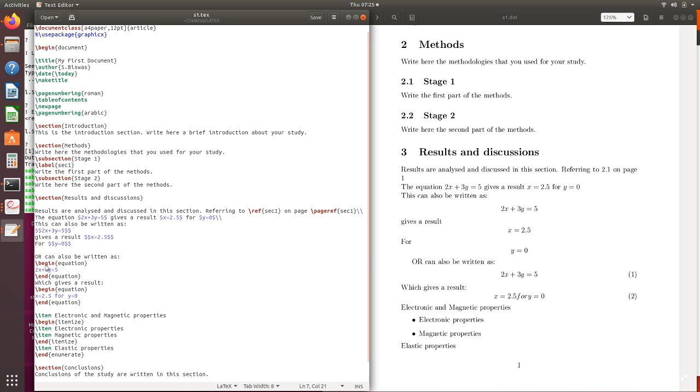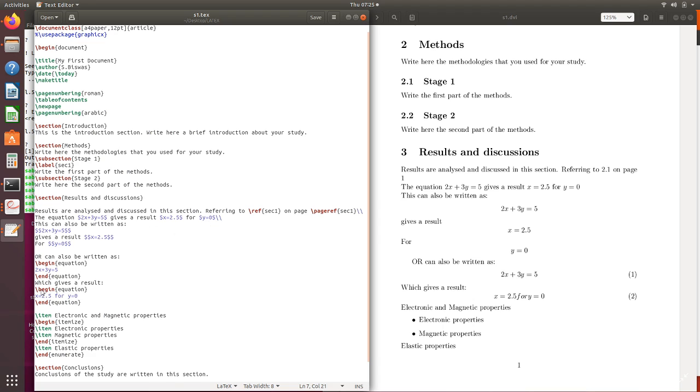Its common structure should be backslash begin, then within curly brackets write equation, then here is the equation, and after that end equation. And if you wish to write this one, that is for x, which gives the result x is equal to 2.5 for y is equal to 0, you can write it this way also.